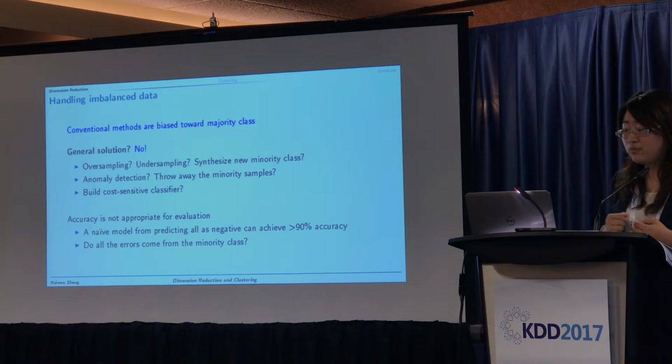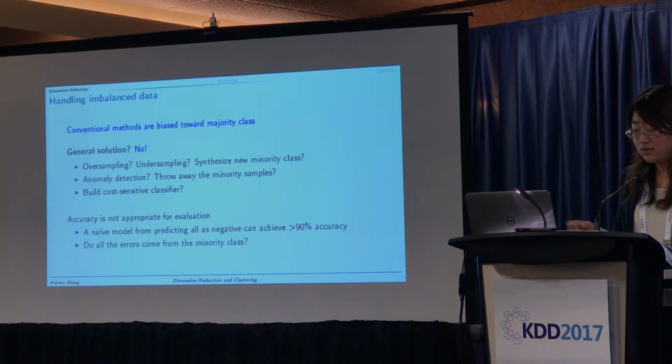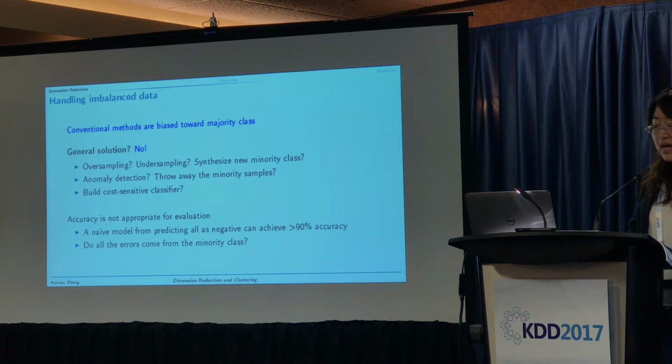Conventional methods are often biased towards the majority class because their goal is to minimize the error rate without considering the data distribution. And in the worst case, minority samples are all treated as outliers and so ignored. So the learning method will simply build a classifier that classifies all the samples as the majority group.